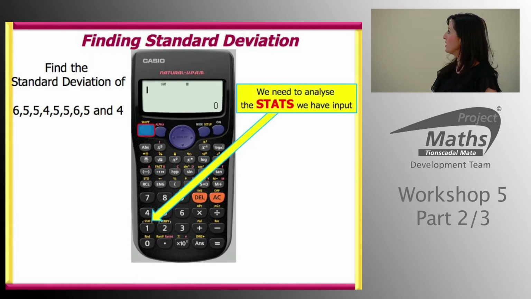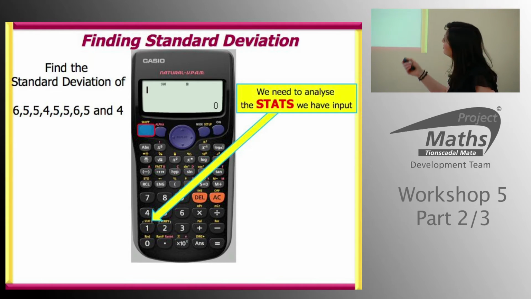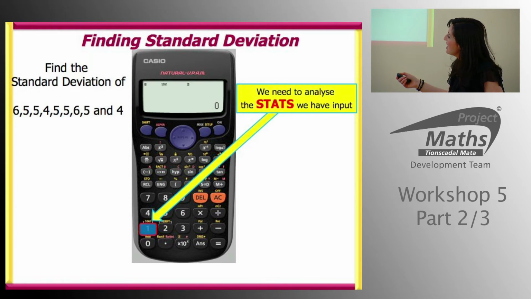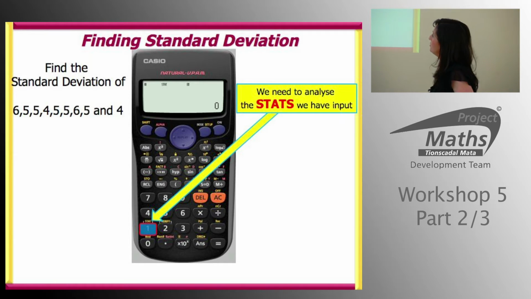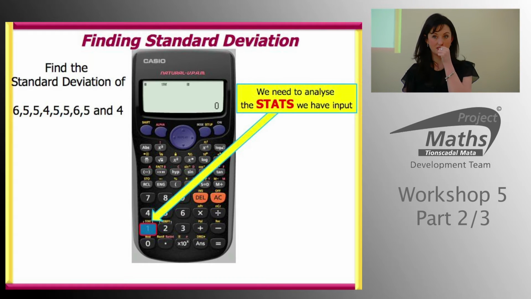And what we need to do now is go into our menu of stats to see what we want from this data. Do you see it's over the 1? It's a yellow one, so it'll have to be Shift 1, and your menu for your statistics will come up. So Shift 1, and there's your menu for your statistics.